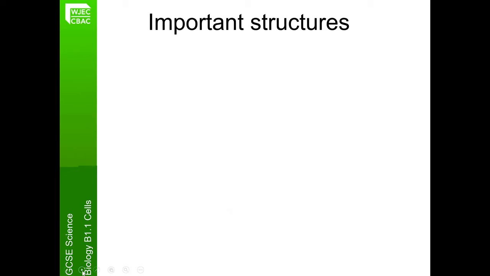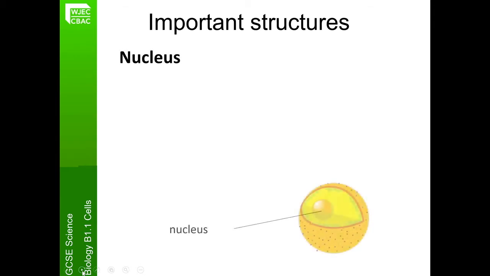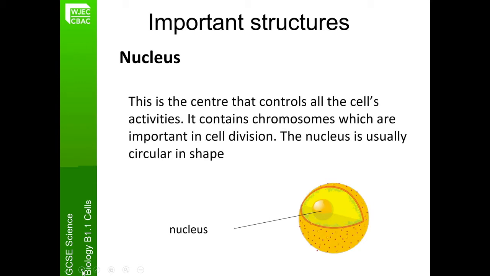So some of the important structures that you should already be familiar with are the nucleus. We often draw this as a big black blob in the middle of our cell, a bit like a fried egg shape. And this is the centre. It controls all the cell's activities. So that is its function, its job. It also contains the nuclear material, chromosomes, which are important in cell division. The nucleus is usually circular in shape in most cells.